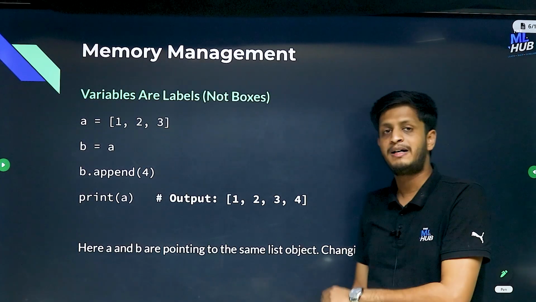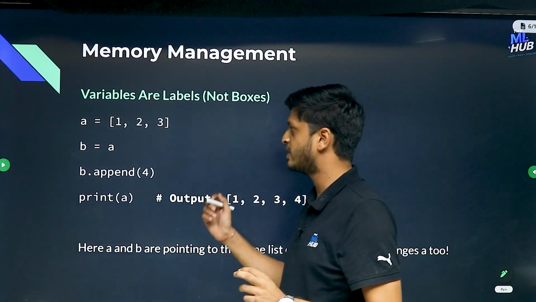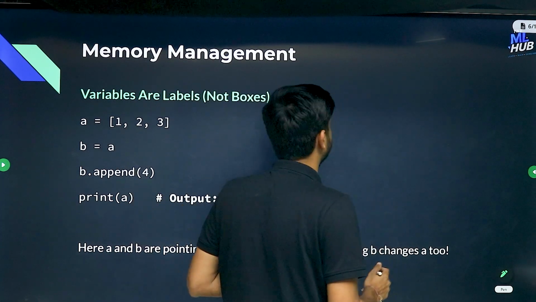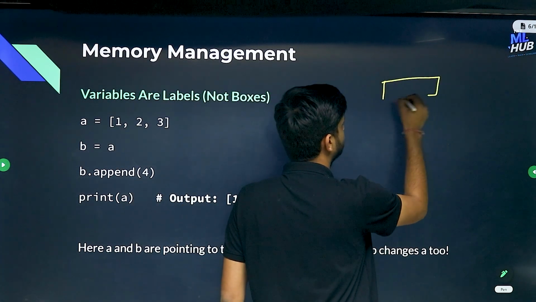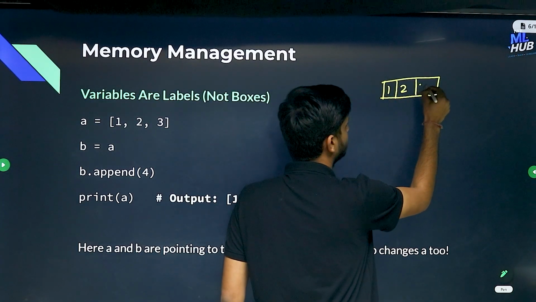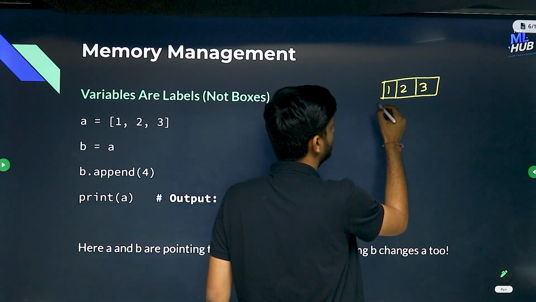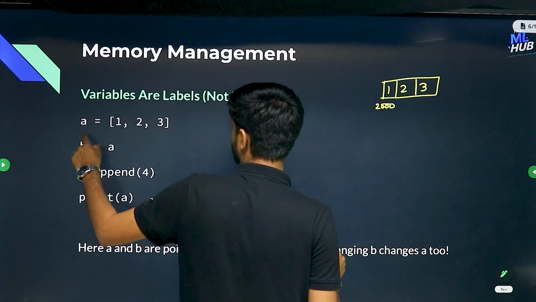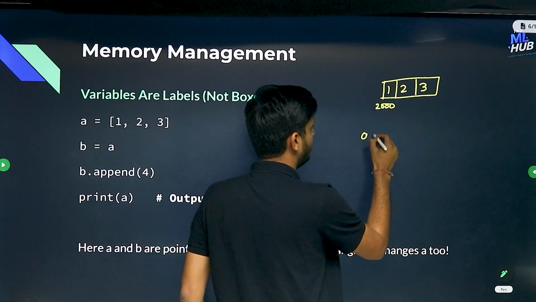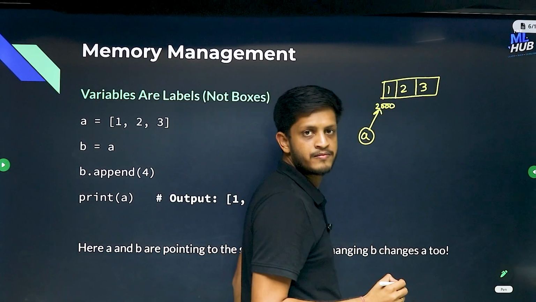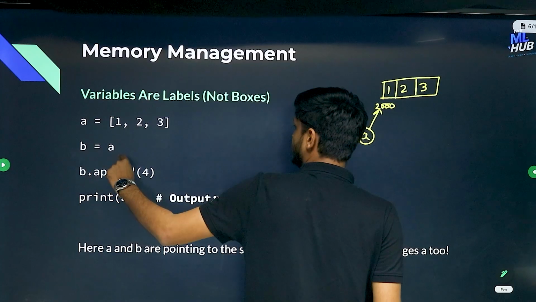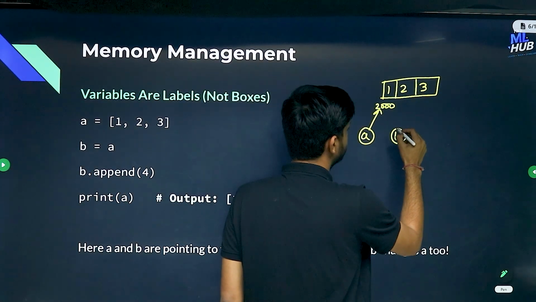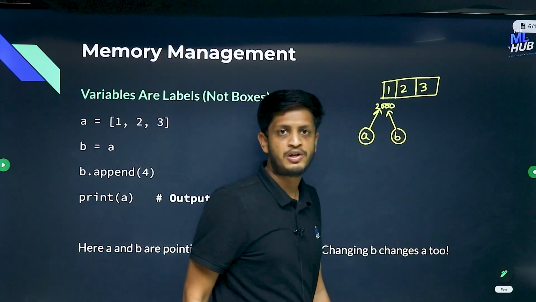Here we have another example, but this time with a list. So let us see what is happening here. We are saying a is equal to the list 1, 2, 3. So in memory a list 1, 2, 3 will be created. Let us say this is present at memory location 2000, and a is pointing to this particular list. Now we said b is equal to a. So b will also point to the same list.